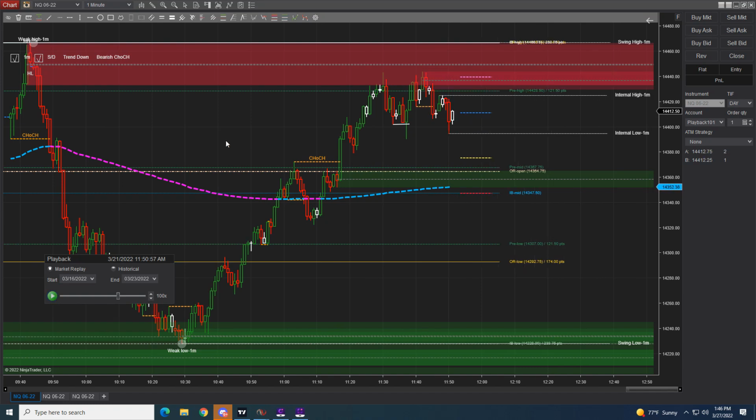Now, note what happened just right here. So I get a second supply zone. Why do I get a second supply zone? Because this is the last high right here that gave me that change of character. So it's drawn around the last up bar here before we head down. So you can see it right there. It's drawn off of that. So now I have potential.